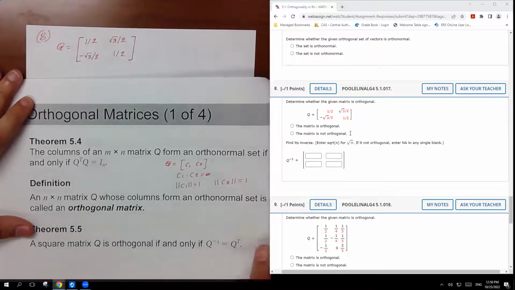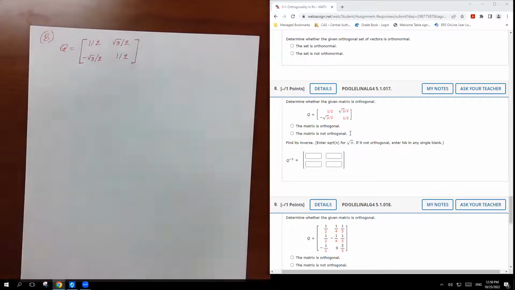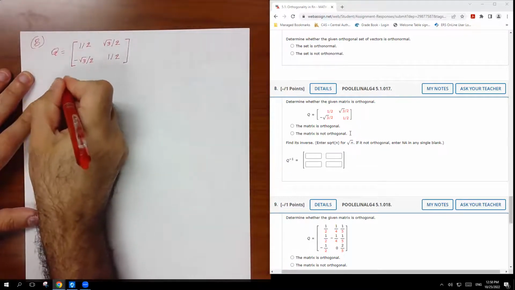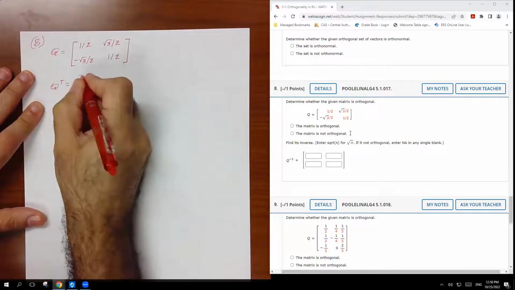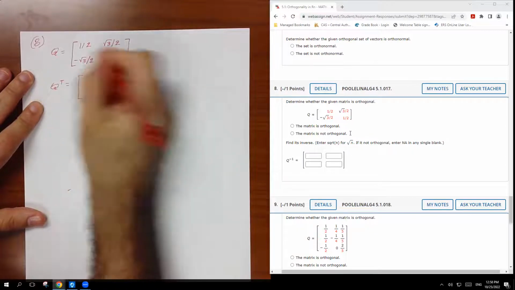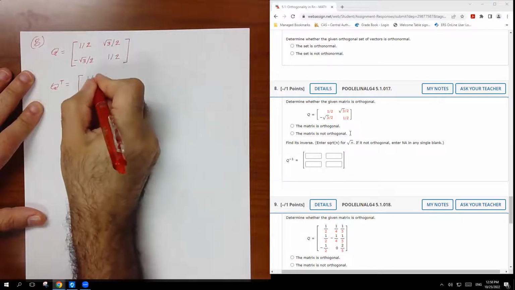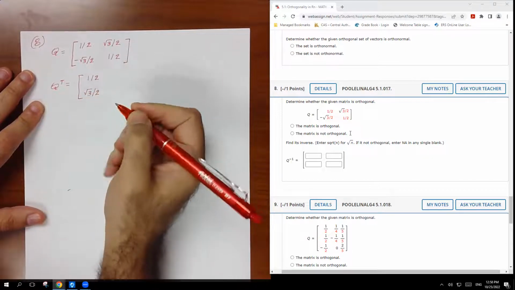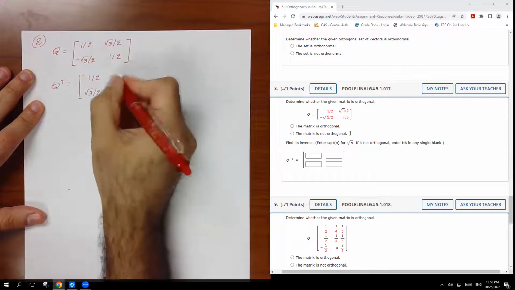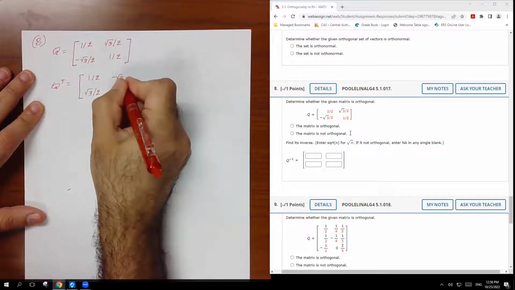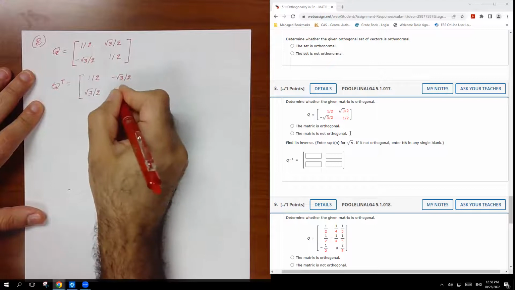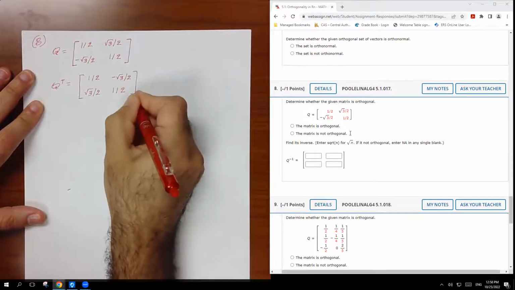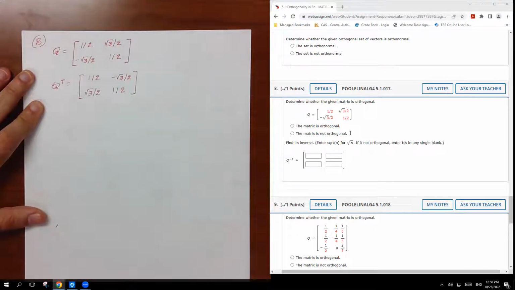So let's work on the first part. Q transpose is equal to: the first row is going to be the first column, that means 1/2 and square root of 3 divided by 2. And the second row is going to be the second column, so it's going to be negative square root of 3 divided by 2, and here is going to be 1 divided by 2. So this is the Q transpose.